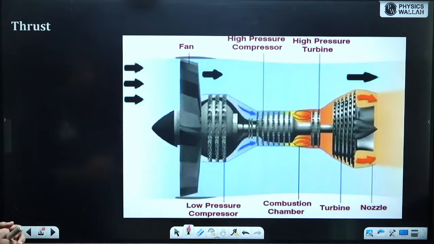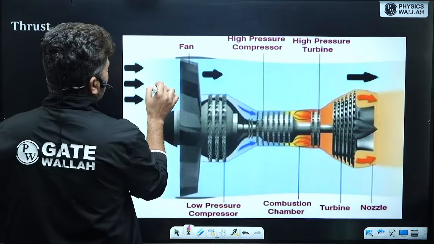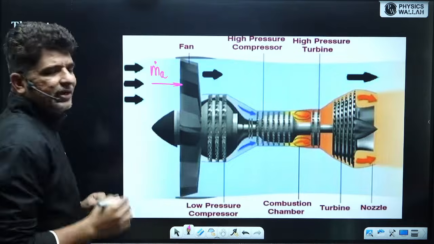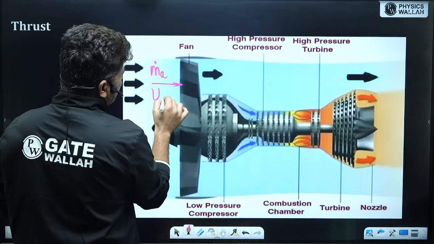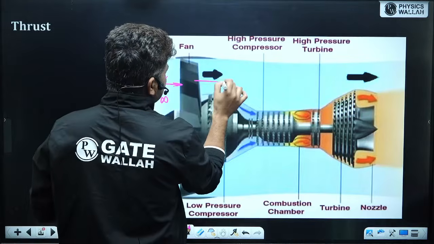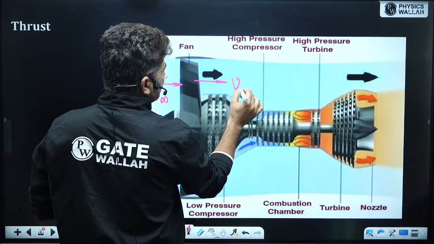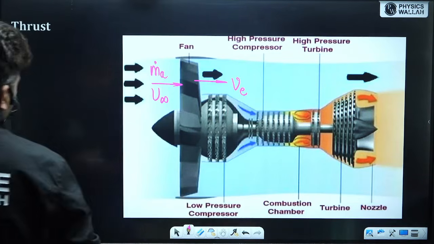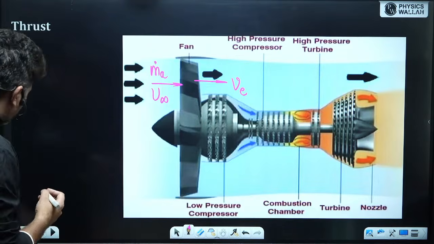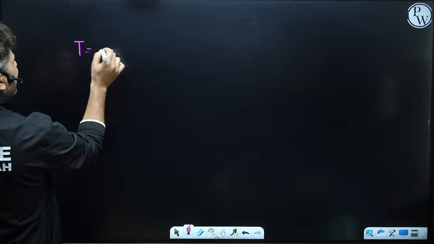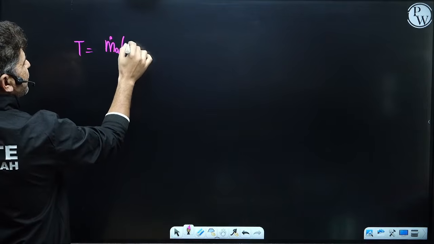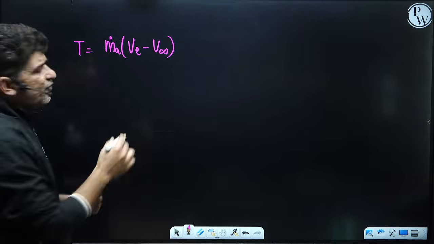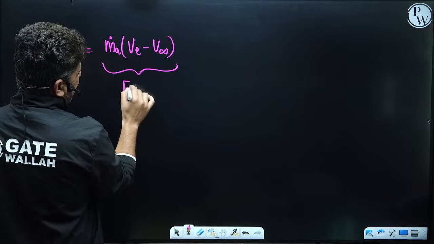In a turbofan engine also, there will be a mass of air coming in. So mass flow rate of air will be coming, moving with velocity v infinity, and when it exits the fan, it moves out with a velocity v exit. Again, we can calculate how much thrust is generated. The thrust generated would be similar to the turboprop: mass flow rate of air multiplied by v exit minus v infinity. This is the thrust from the fan. This is the fan thrust.